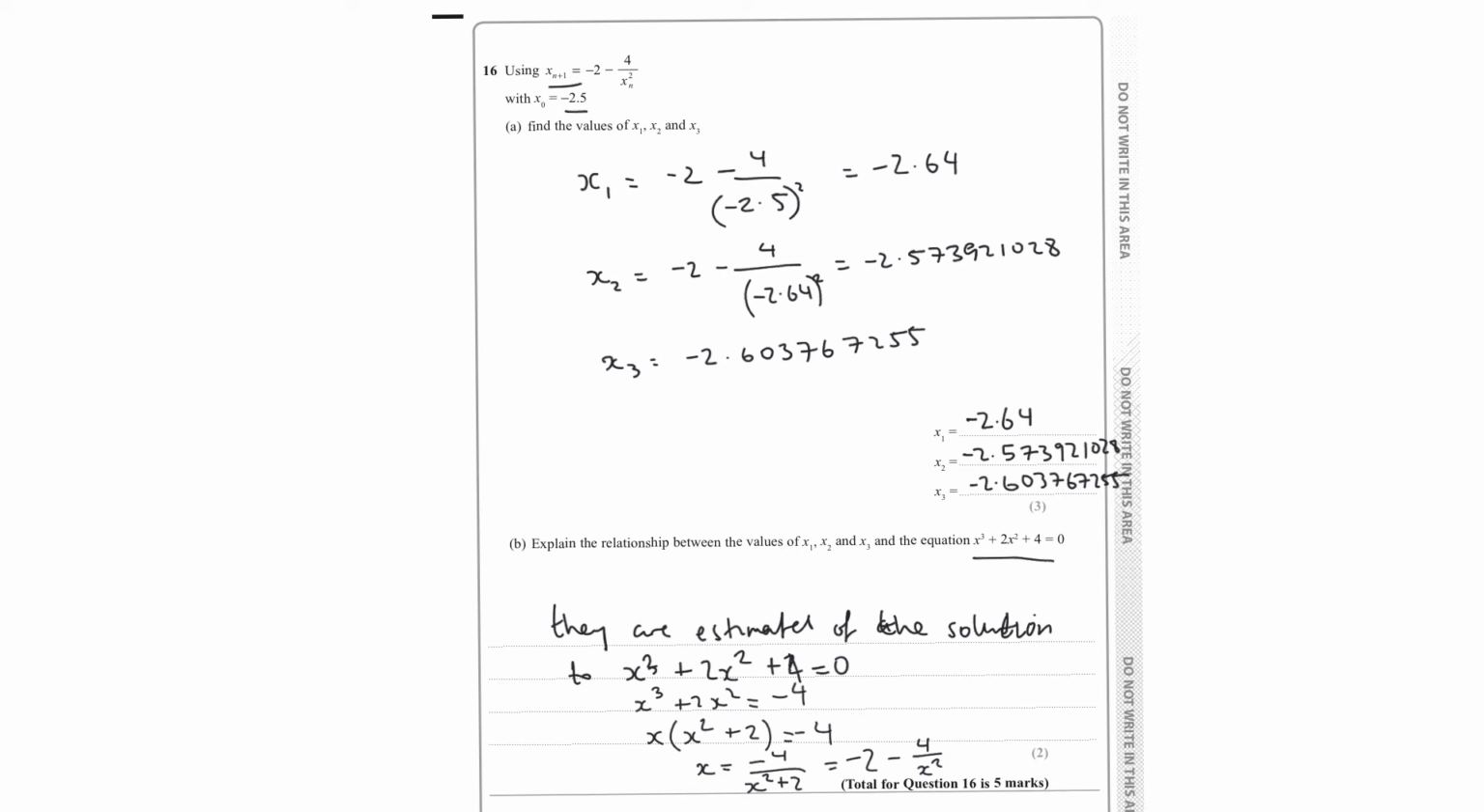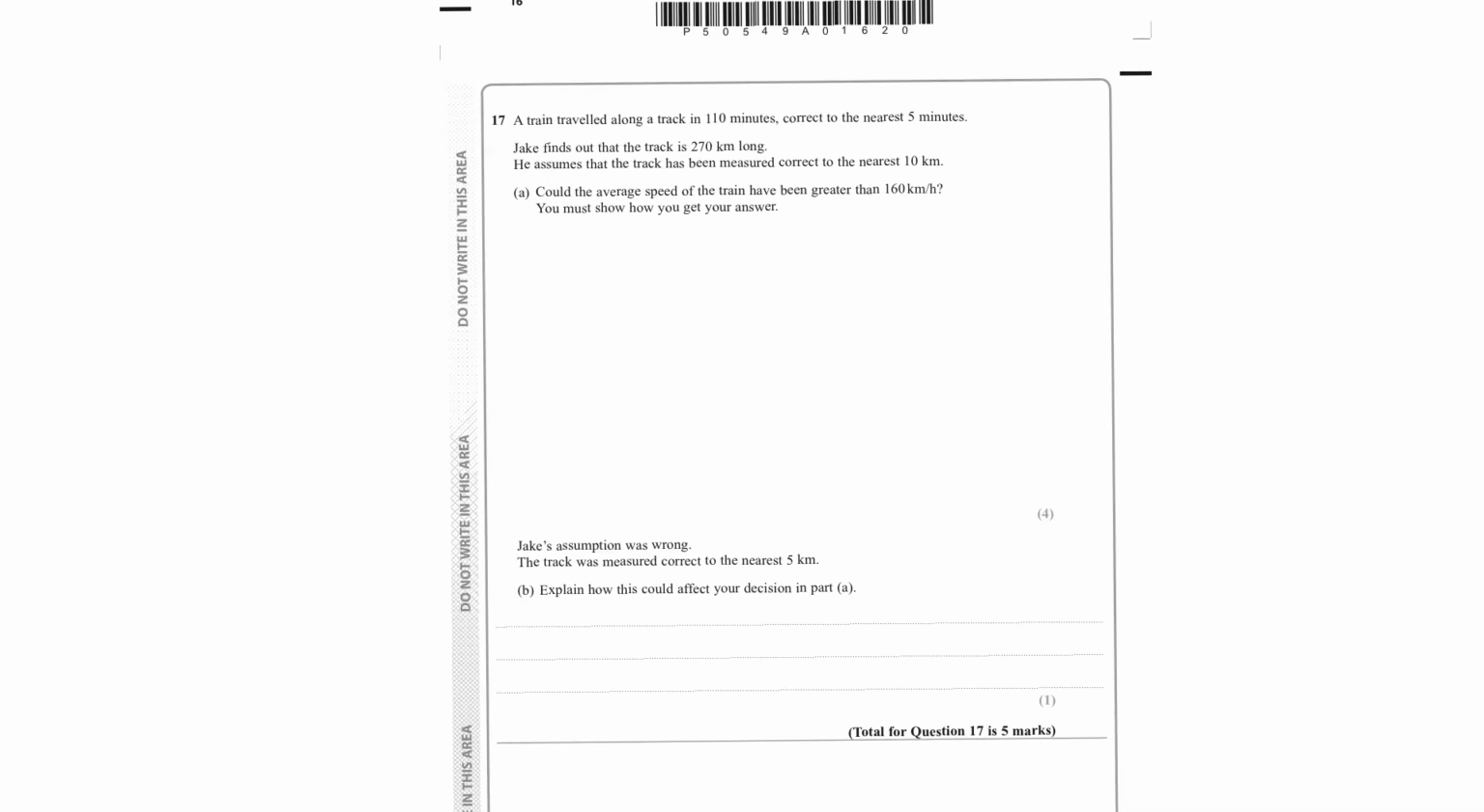Okay, so moving on. Not got long left, guys. Literally 4 questions left. So question 17. It says a train travelled along a track in 110 minutes, correct to the nearest 5 minutes. Jake finds out that the track is 270 kilometers long. Assume that the track has been measured correct to the nearest 10 kilometers. Could the average speed of the train have been greater than 160 kilometers per hour? Well, let's have a look.